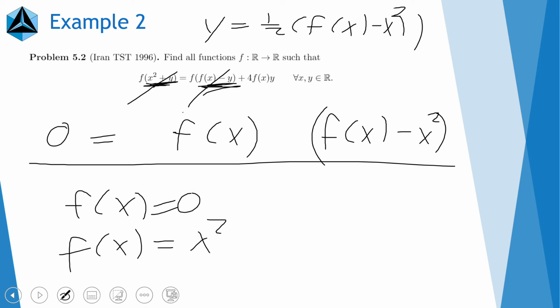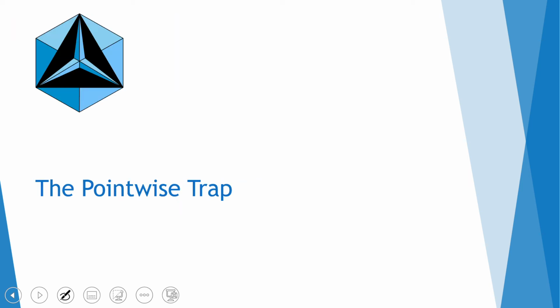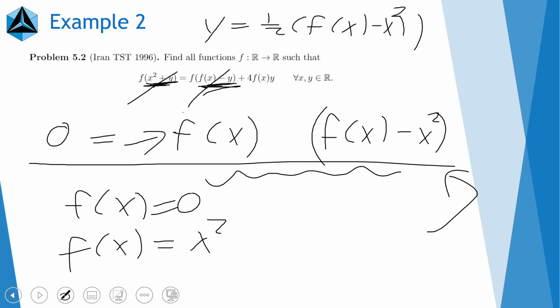From first glance here, it might look like we might be done. It looks like f of x is going to be 0 here, or f of x is going to equal x squared here. So it looks like we're done. And you may be right. Actually, wait, not yet. You have now fallen into the deep, dark, pointwise trap. Yes. f of x equals 0 and f of x equals x squared both satisfy this equation right here.